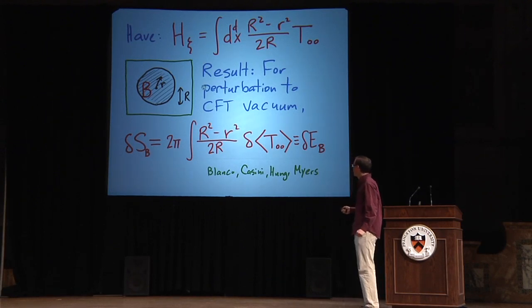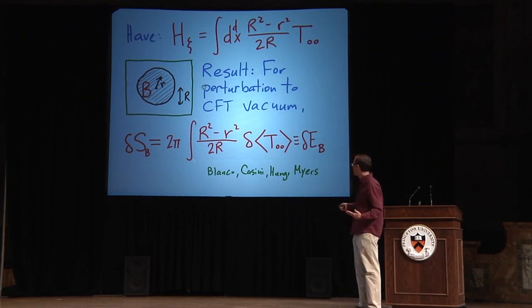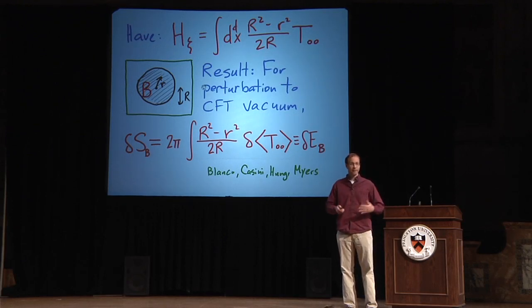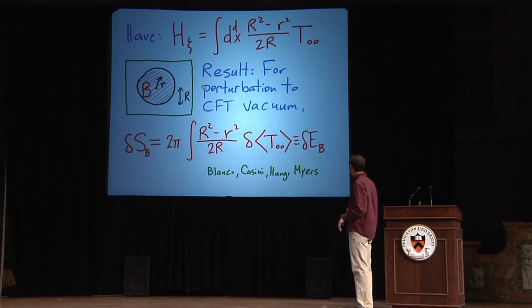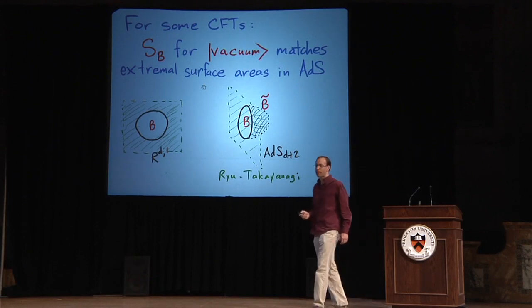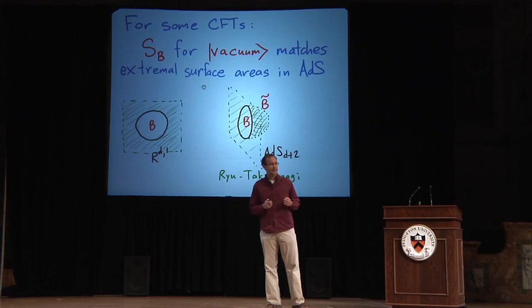Importantly, both sides of this expression are finite for well-behaved variations. The entanglement entropy in quantum field theory is a quantity that typically has divergences. But when we're talking about these variations, these things are finite as long as we don't do anything too crazy. This result was derived and emphasized in a paper by Blanco, Casini, Hung, and Myers. Now we're going to move to the holographic context.